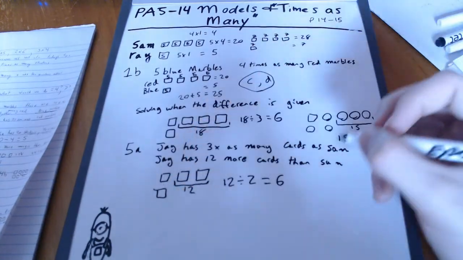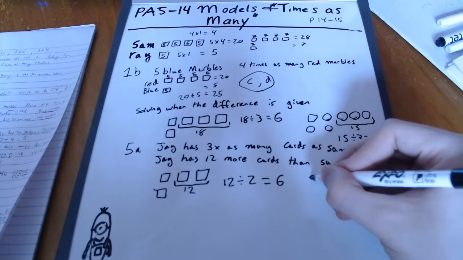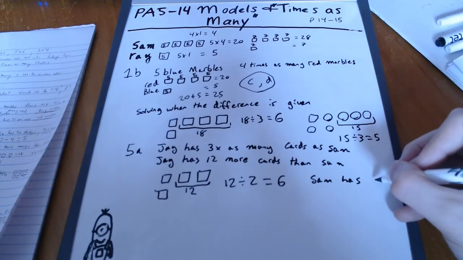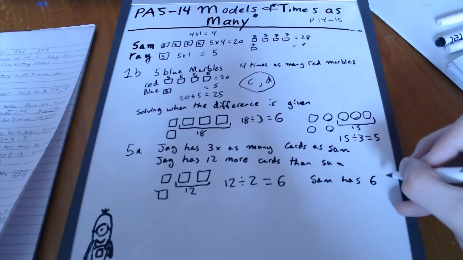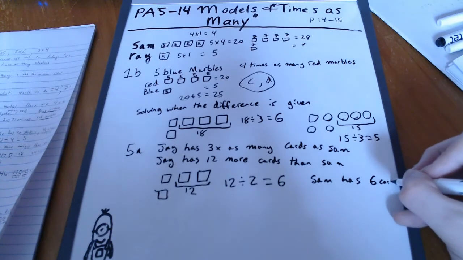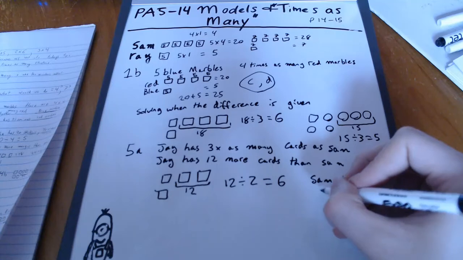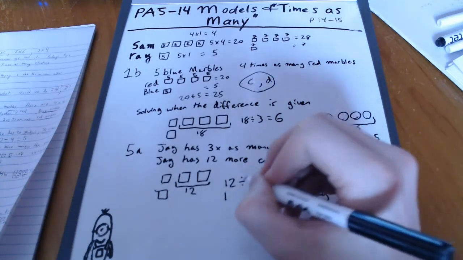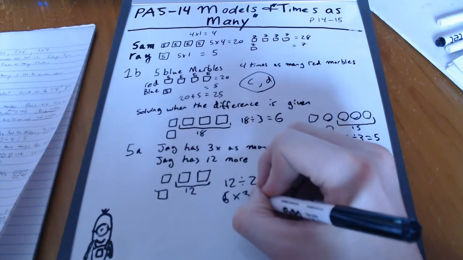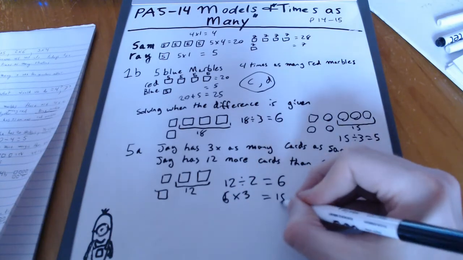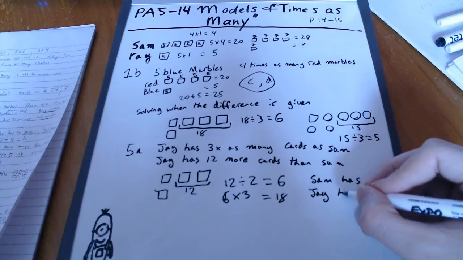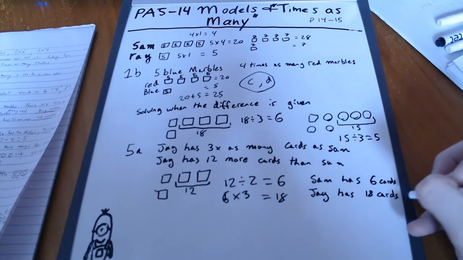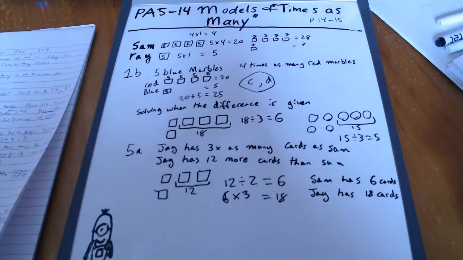And then you can find out how many cards Sam has. Sam has 6 cards. And you can find out how many J has by doing 6 times 3. And that equals 18. And you say J has 18 cards. And so there we have it.